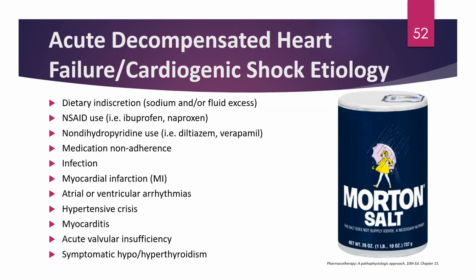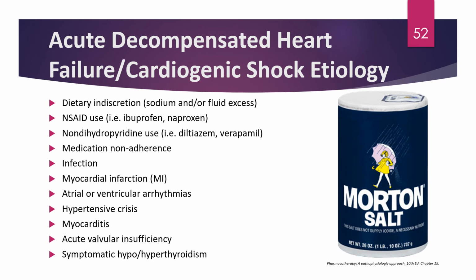Acute decompensated heart failure, as you know, and cardiogenic shock are one and the same or very similar. Anything that can cause acute decompensated heart failure can contribute to cardiogenic shock. So dietary indiscretion, like too much sodium or too much fluid in heart failure patients. Really bad NSAID use in patients who have pre-existing heart failure. Negative inotropic agents like diltiazem and verapamil, these agents do not help with cardiac output. They actually are negative inotropes. Those are not great. Medication non-adherence, if your patient has heart failure, infection, like we would see with sepsis.